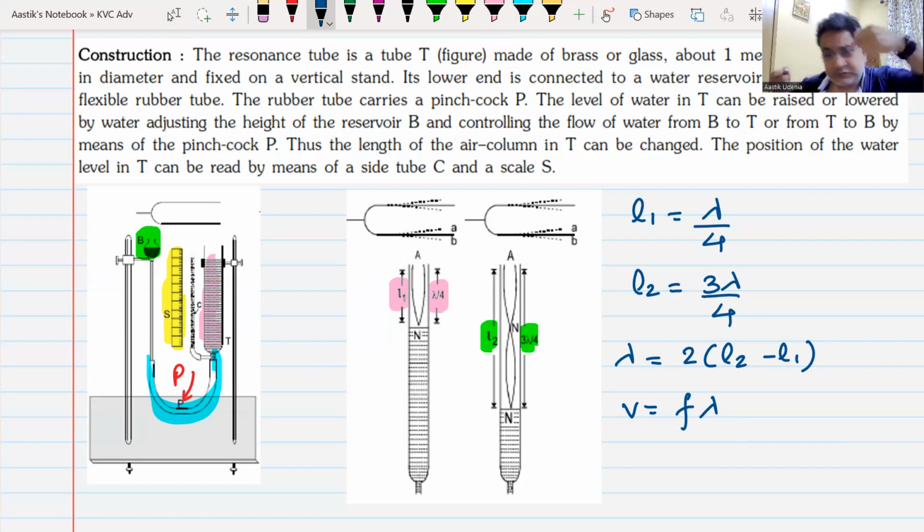So I look for resonance in this resonance tube. I hear the first resonance, that is L1. I hear the second resonance, that is L2. L2 minus L1, multiplied by 2, is lambda.